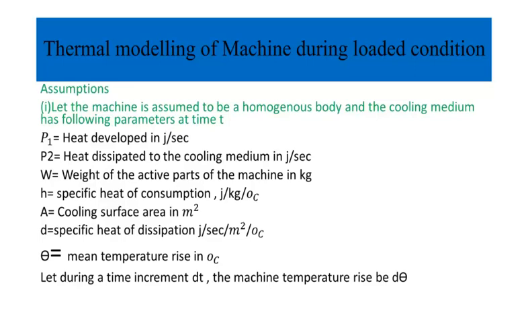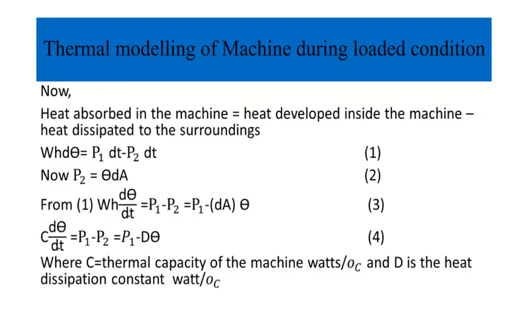Let's assume that in time dt there is an increase in temperature of the machine, d theta. Now we know that if a load is connected across the machine, then the temperature of the machine will increase. We can write that heat absorbed in the machine is equal to heat developed inside the machine minus heat dissipated to the surroundings. Heat absorbed in the machine is equal to W into H into d theta, where H is specific heat of consumption, W is weight of the active parts of the machine in kg, and d theta is the rise in temperature in time dt.